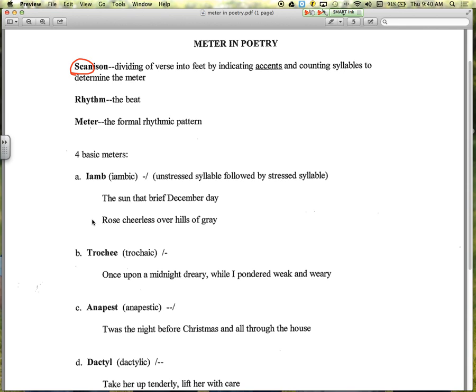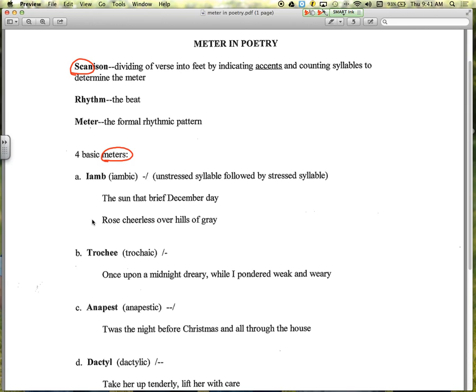And meter is a formal pattern. There are actually patterns of rhythm that poets use. Now, not all poems have rhythm. But those that do have a rhythm, if there's a pattern to it, you need to figure out what that pattern is. And we're going to look at the 4 most common meters, or the 4 most common patterns of rhythm today, and hopefully teach you how to identify them.